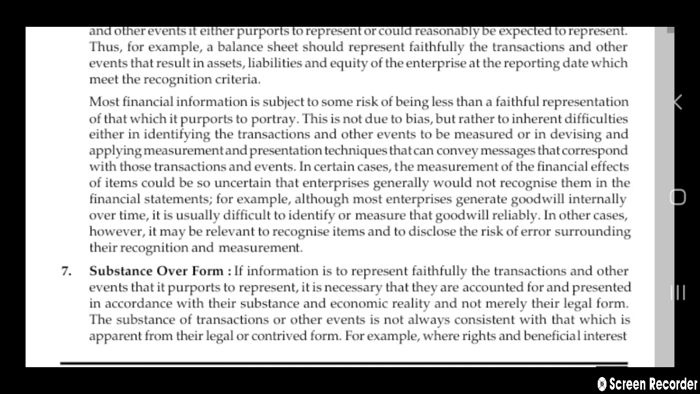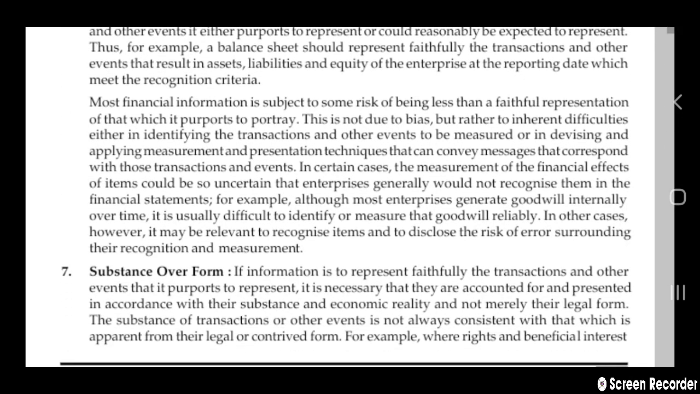Substance over form. If information is to represent faithfully the transactions and other events that it purports to represent, it is necessary that they are accounted for and presented in accordance with their substance and economic reality, and not merely their legal form. The substance of transactions or other events is not always consistent with that which is apparent from their legal or contrived form.